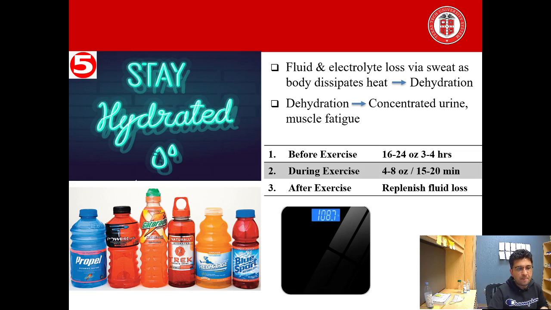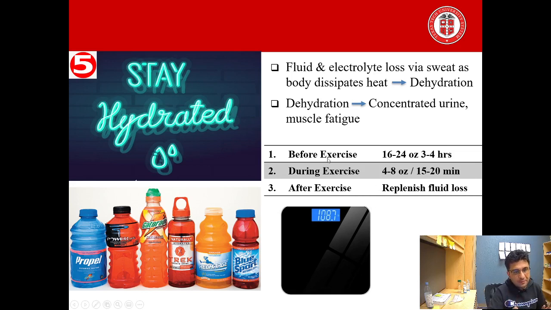So this is just a suggestion: 3 to 4 hours before the exercise, you want to take between 16 to 24 ounces of fluid. During exercise, 4 to 8 ounces for every 15 to 20 minutes. And after exercise, you want to replenish all the fluid loss by taking your weight. So if you take your weight before the exercise and after the exercise, then the difference is the amount of fluid or the water which your body lost during that exercise. So you want to replenish that amount of water.